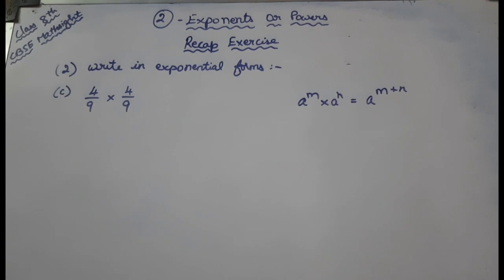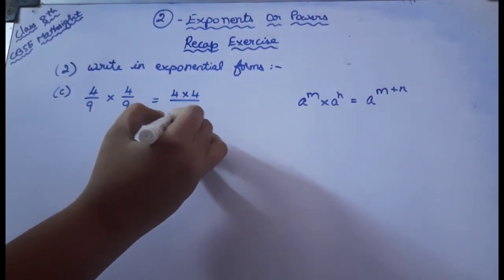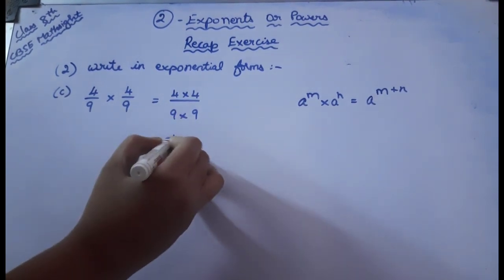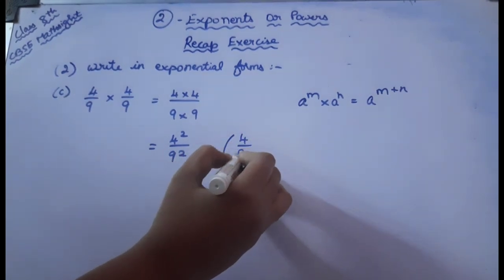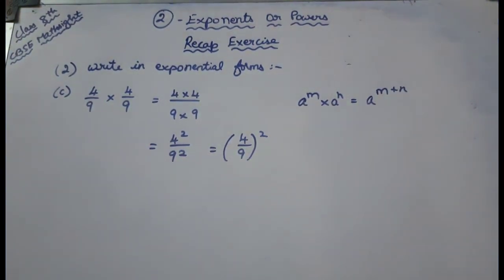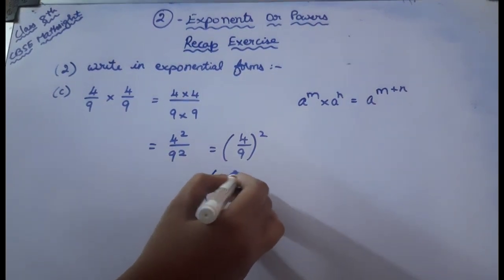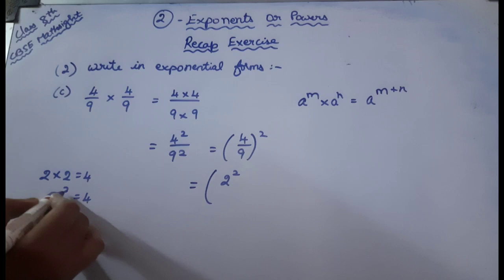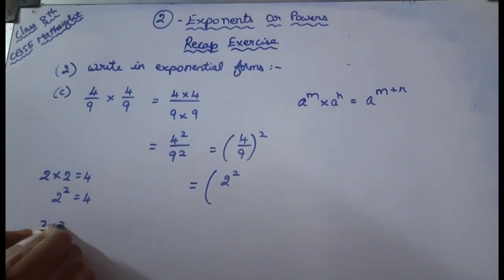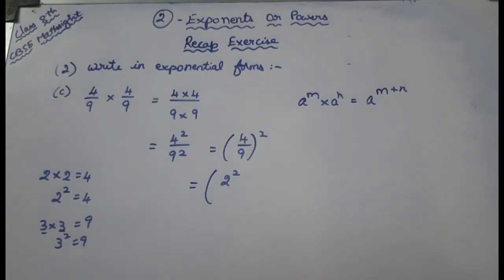We are going to see the next sum, 4 by 9 into 4 by 9. We can see that we have two 4s in the numerator and two 9s in the denominator. So we can write it as 4 square by 9 square, which can be written as 4 by 9 the whole square. Again we can try to simplify 4 and 9. We can write 4 as 2 square, so 2 into 2 is 4. In the same way 9 can be written as 3 into 3 is 9, which is 3 square equal to 9.